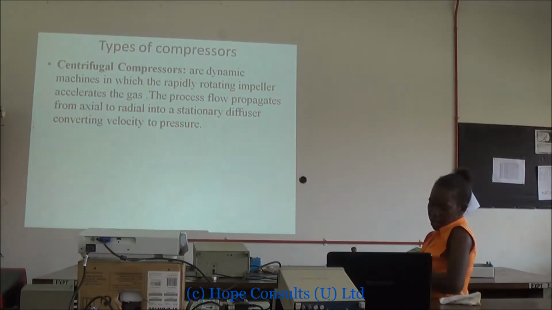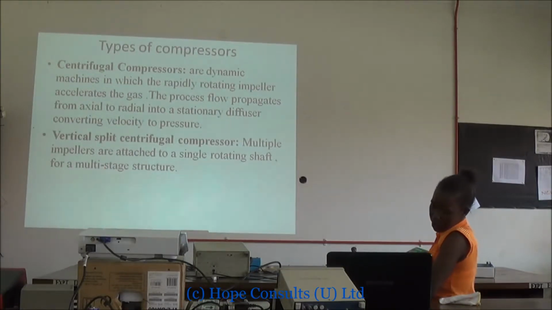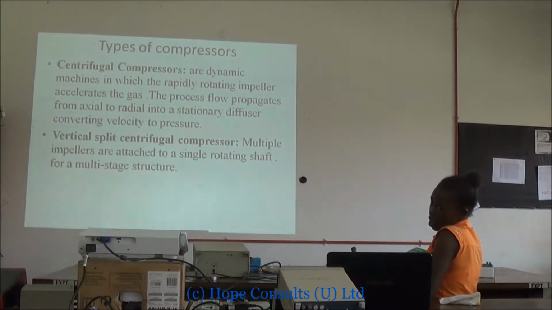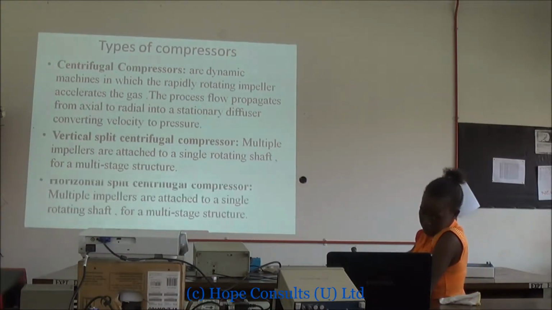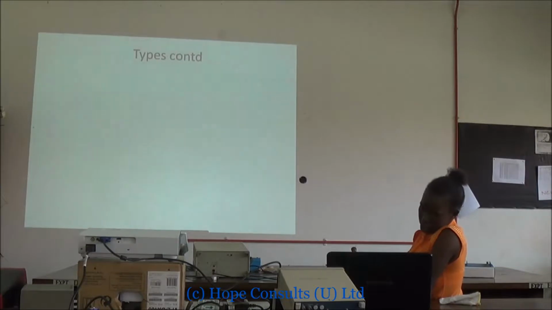Compressors. Here are the dynamic systems, mostly machines which are rapidly rotating impellers, as we have seen from the operation. Secondly, we have the vertical split centrifugal compressor, where we have multiple impellers attached to a single rotating shaft. The next one, we have the horizontal split centrifugal compressors.